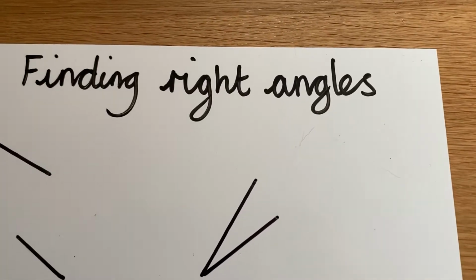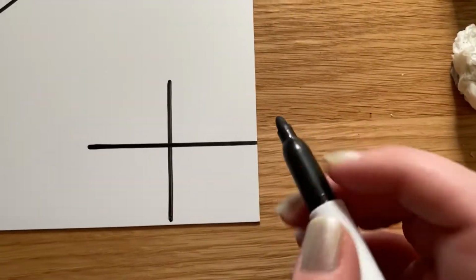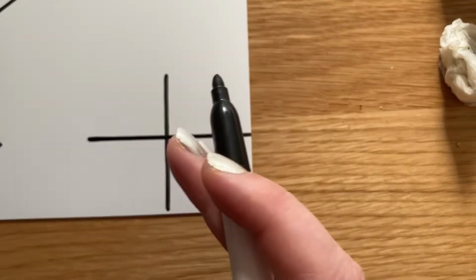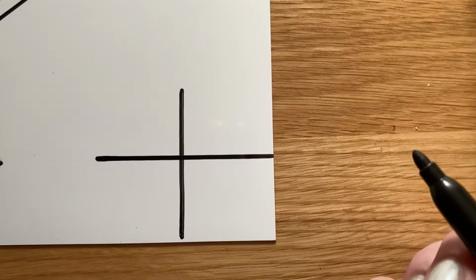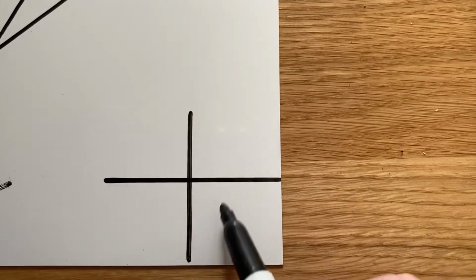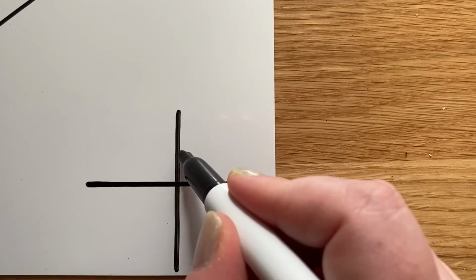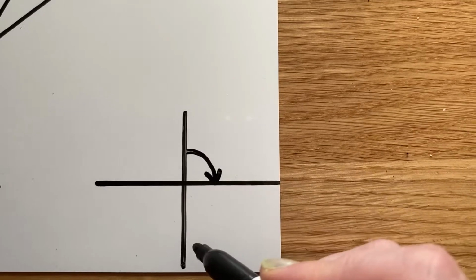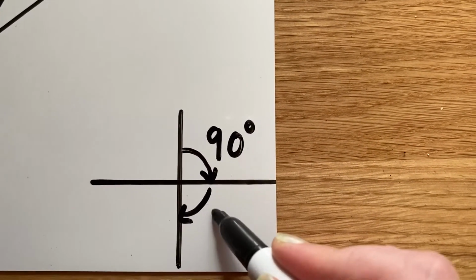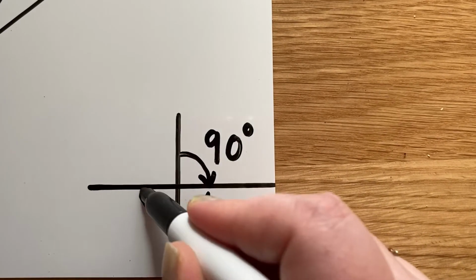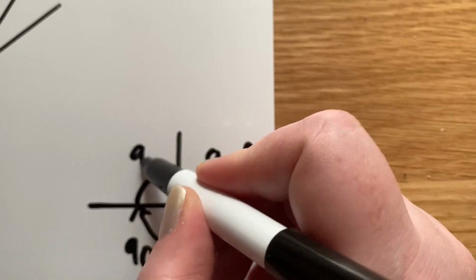Finding right angles. So what is a right angle? Well, angles are measures of turn, and a right angle is exactly 90 degrees. Now that can be tricky to know without having a protractor or an angle measurer, but a circle has 4 right angles to make 360 degrees. So this part is worth 90 degrees, this part 90 degrees, this part 90 degrees, and this part 90 degrees.